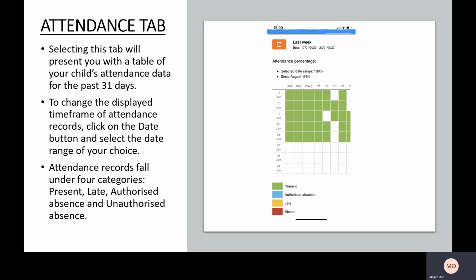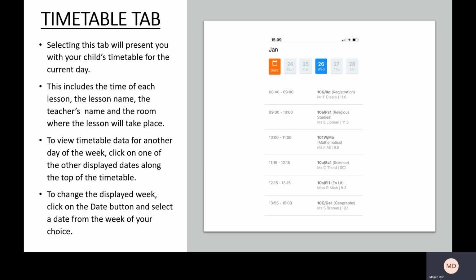You can also see your child's attendance. Again, you might need to change the date using the date tab because the default is set at 31 days. And if you look at the categories at the bottom, you can see that green is present, yellow is late, the red is not attended. So you can keep a record of how your child is doing at school, how your child is attending.